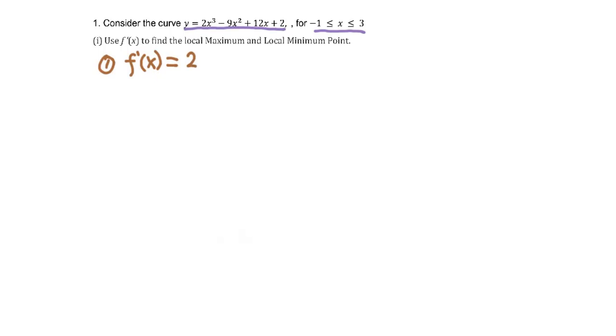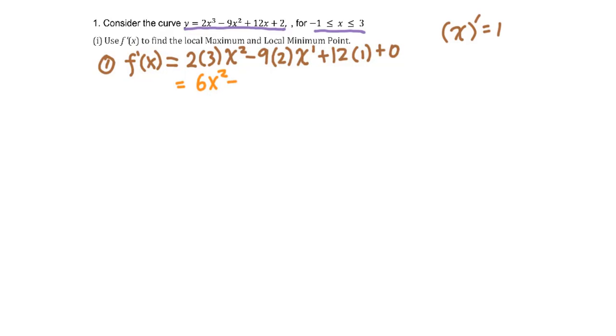So we have 2 times 3, then 3 minus 1 is 2. Minus 9 times 2, x to the first power, plus 12 times 1. The derivative of x is 1, then plus 0. Let's organize. You will get 6x squared minus 18x plus 12.